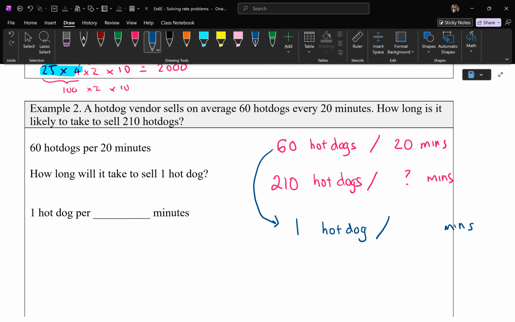So the logic here is that how do I go from 60 to 1? Divide by 60. 60 divided by 60 gives me 1 hot dog, but whatever you do to the left, you do to the right. So this now brings me to 20 divided by 60. 20 divided by 60 is the same thing as writing 20 over 60. But simplify that fraction for me. What's 20 over 60 the same as?